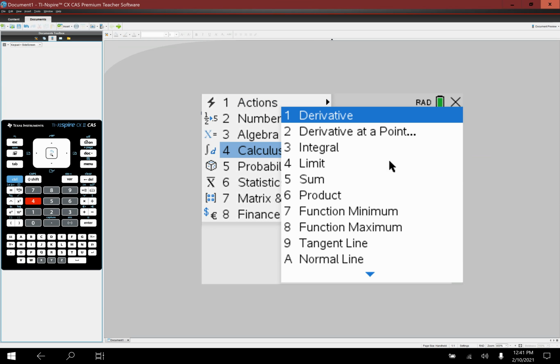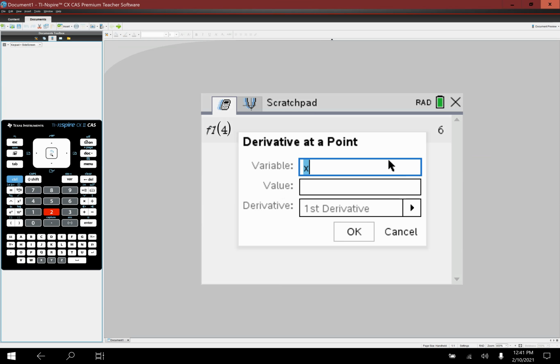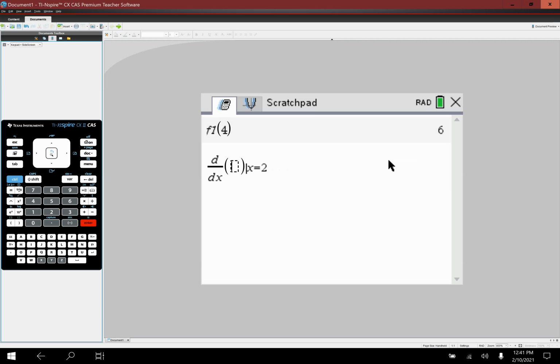Menu, calculus, and then derivative at a point, number 2. If you're on that Inspire, it's menu and then nDeriv. I think it's menu 8 something, or math 8, something like that. X is fine because that's how I defined my function, and we needed to substitute in 2. Great. What do we want to take the derivative of? Well, I called my equation f1 of x.